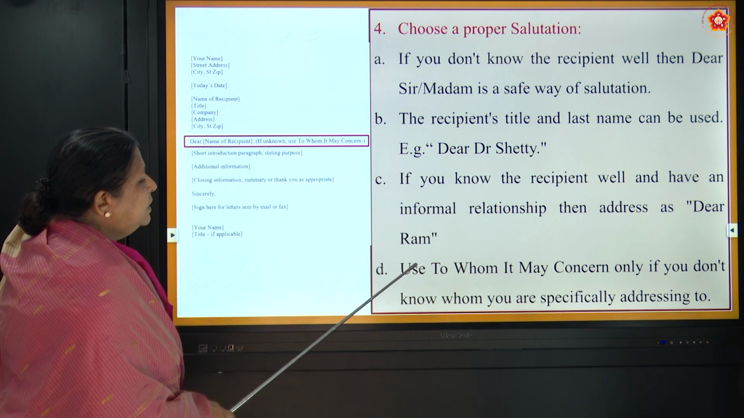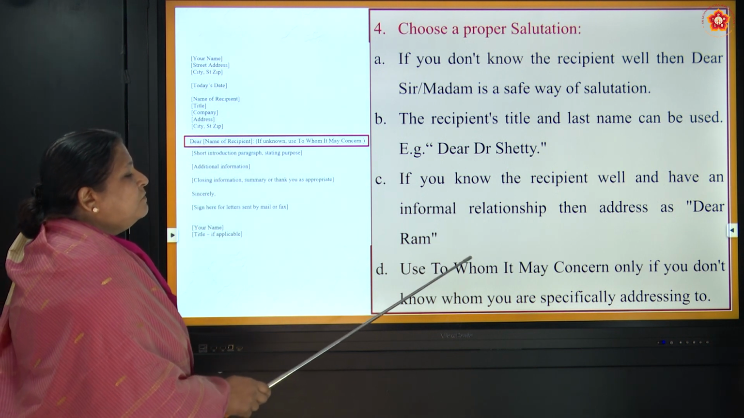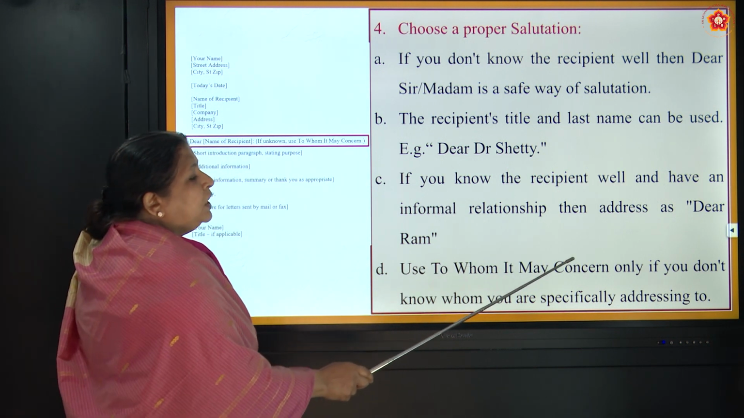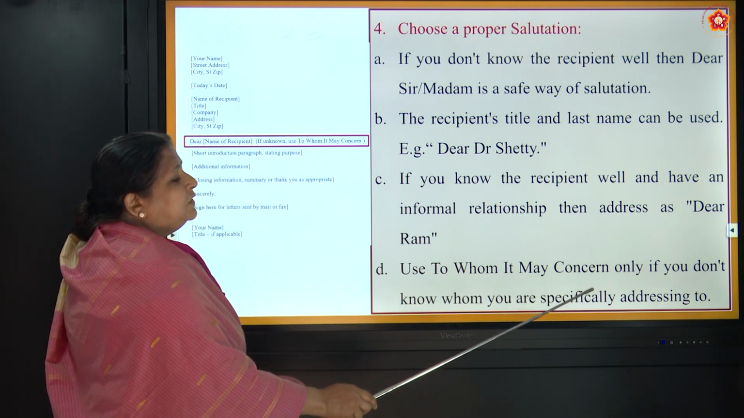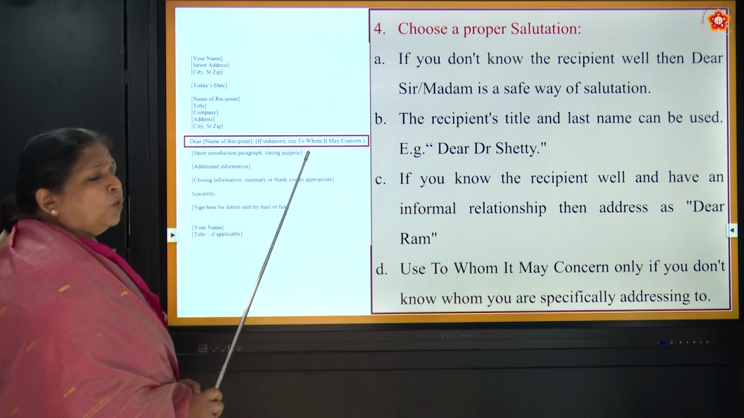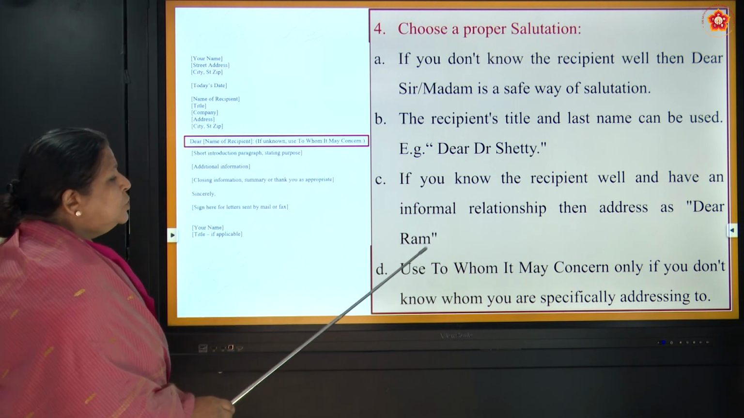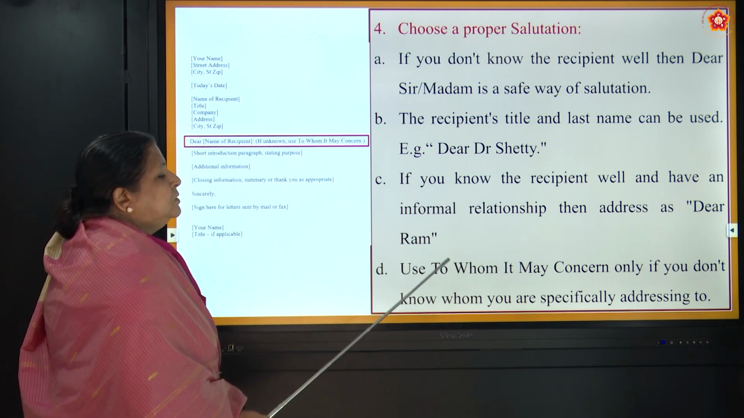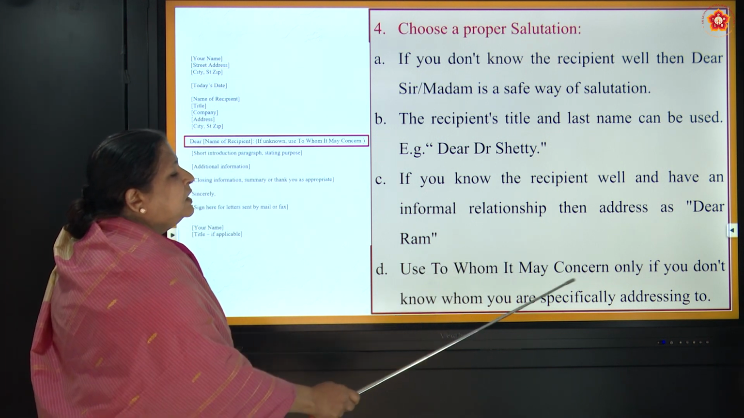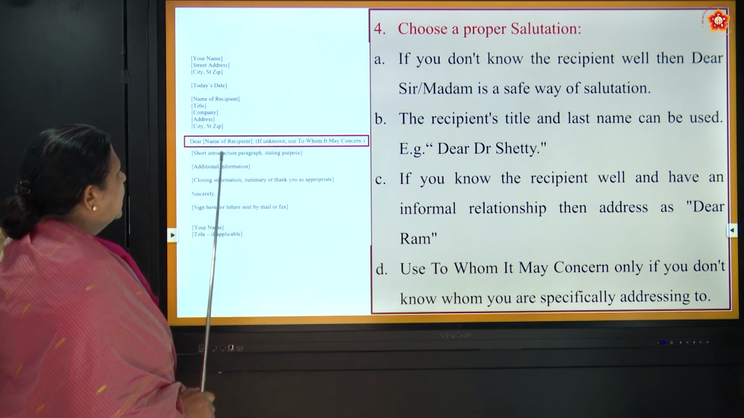Then use To Whom It May Concern only if you don't know whom you are specifically addressing. Suppose you are writing a letter and you don't know the recipient, then you should write To Whom It May Concern.